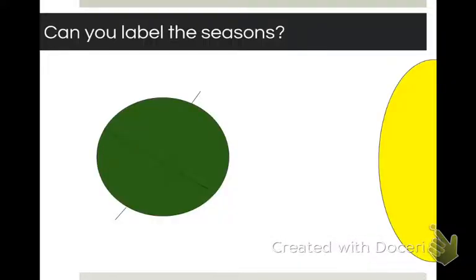In just a second, we're going to pause the video again, and I want you to look at this diagram and label the seasons in the northern and southern hemisphere. I want you to do it by yourself in your head, and then talk with your neighbor.